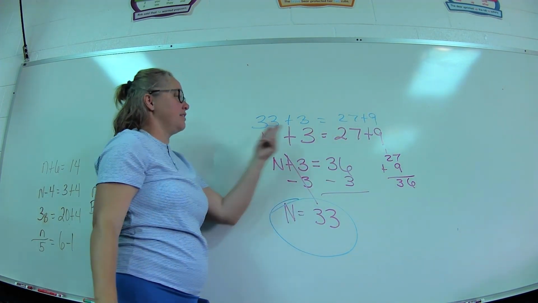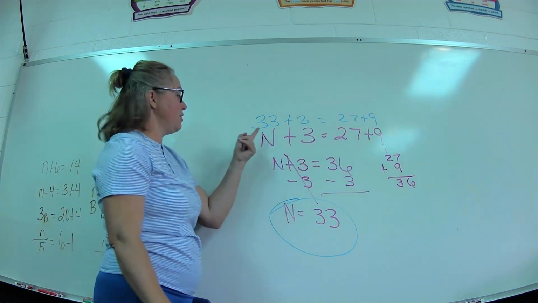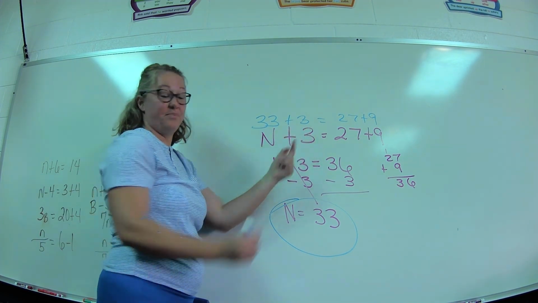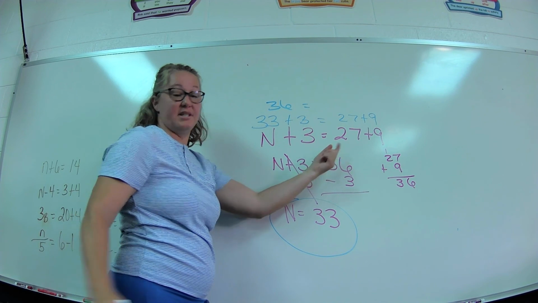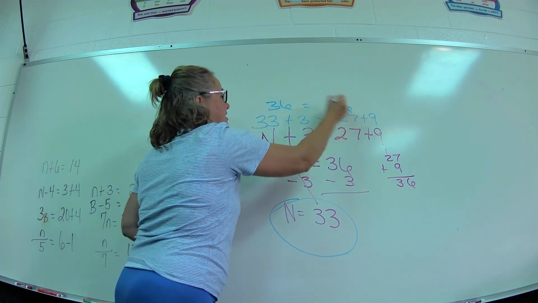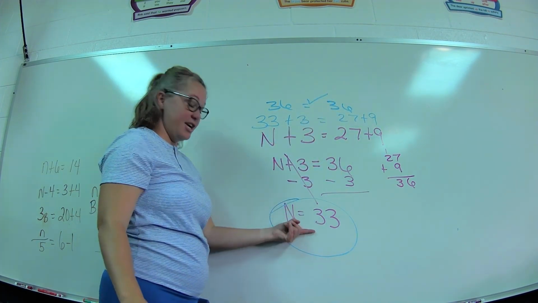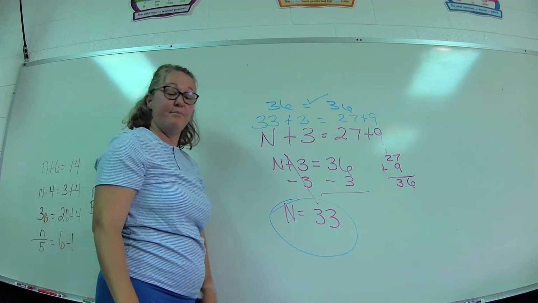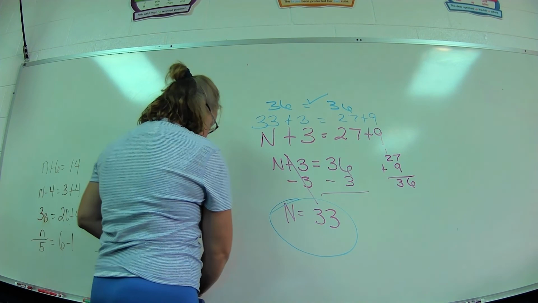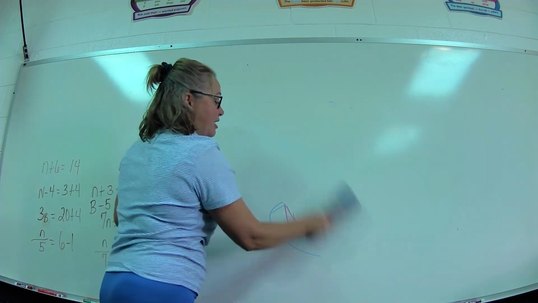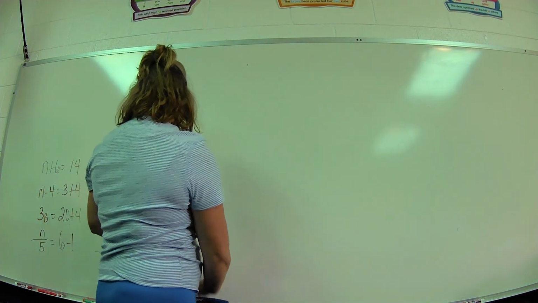All right, this is just exactly the same. What's 33 plus 3? 36. And we said 27 plus 9 was 36. So my value for n, 33, makes my algebraic equation correct. All right, let's do some more. Are you getting a little bit more easy about it?